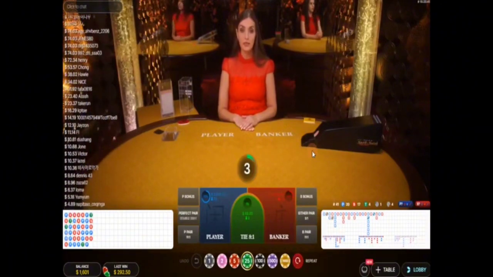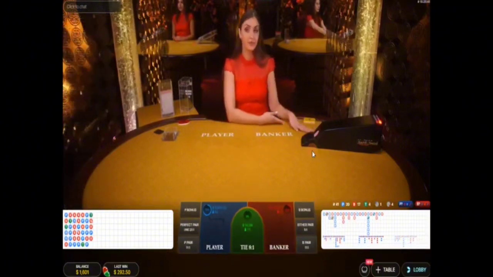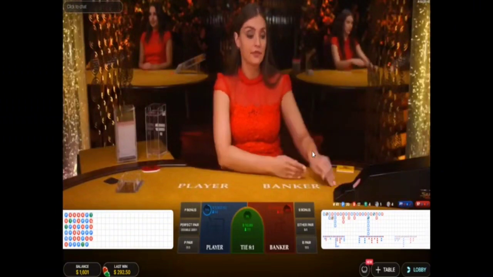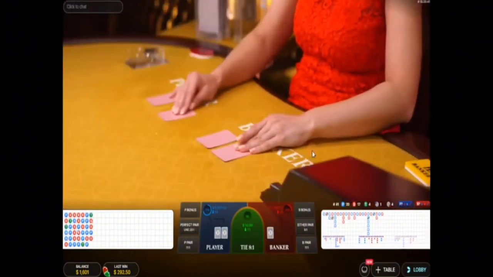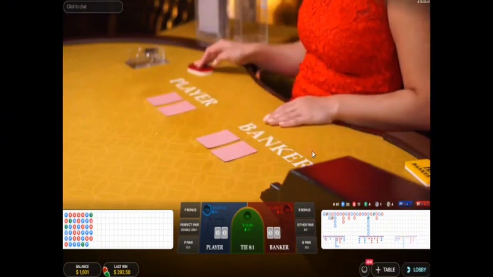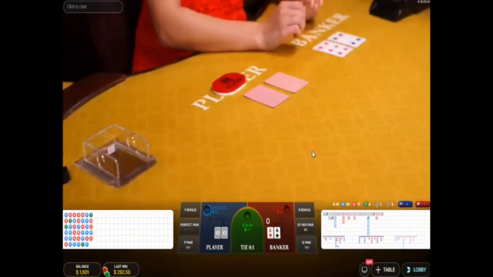Okay. Now we're going to, again, wait for a new hand to come to see which side wins. And then we're going to wait for the next hand after that to see what the outcome is of that side that wins.